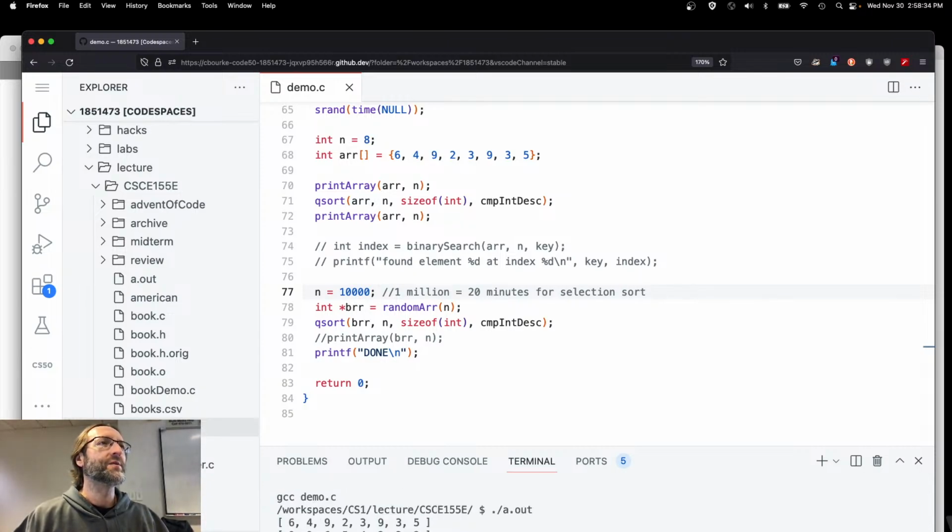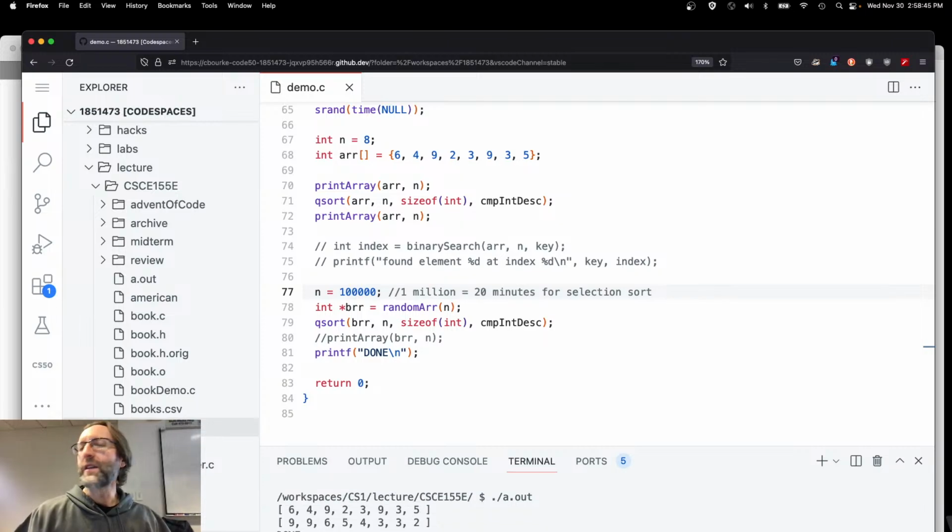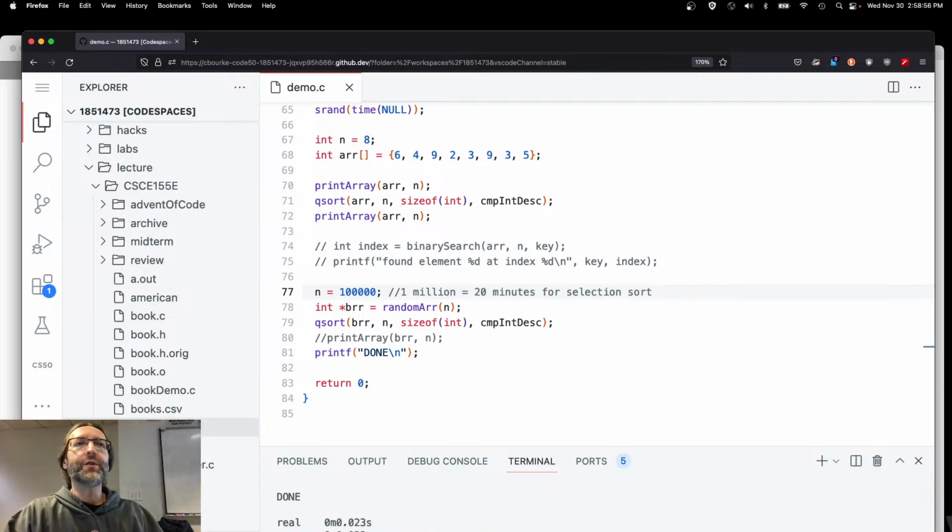Is that better than selection sort? Or when did we start seeing the performance degradation on selection sort? Do we remember? 100,000 or so? Okay. I think it was what, 12 seconds or so? Immediate. That's not 12 seconds. In fact, let's go ahead and time it. 0.02 seconds. Now, if I go up to 1 million, remember it was going to take 20 minutes for our selection sort algorithm. What do you think it's going to take now?